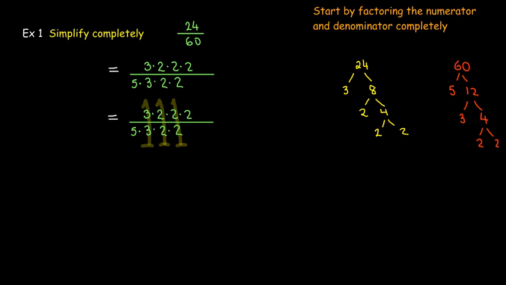And so then in simplest form, this would be 1 times 1 times 1 times 2 in the top, and then 5 times 1 times 1 times 1, that gives me 5 in the bottom, or 2/5. That's the simplest form.